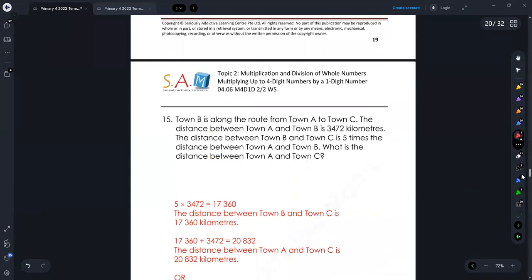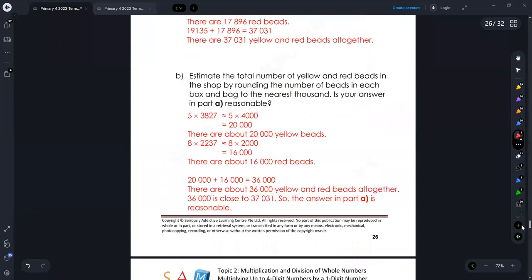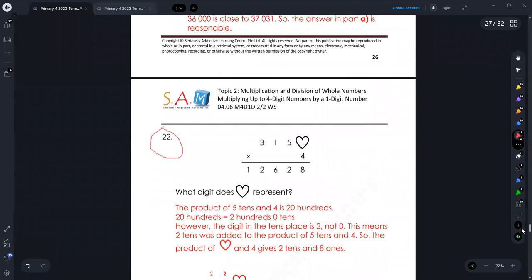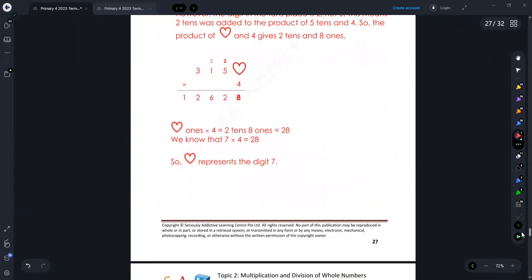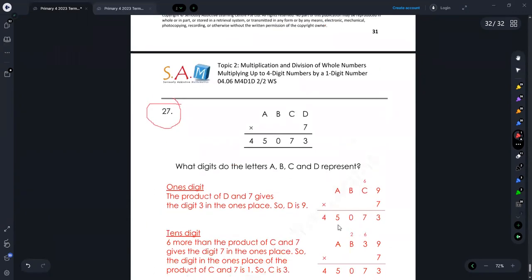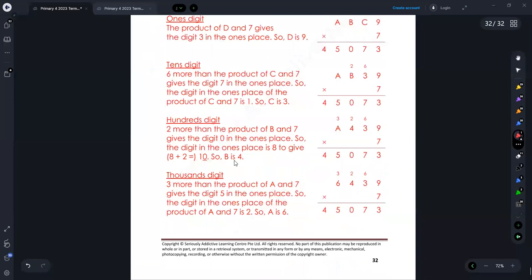Get them to try out question 14. I think the rest can be done as homework. One more question here, number 22. This requires a bit of guessing, but logically, of course. And I think we are done. Oh no, there is still one more, so quite long. Number 27, I think is interesting to do. They have to guess, but of course, logically. I think the answer key here is self-explanatory.